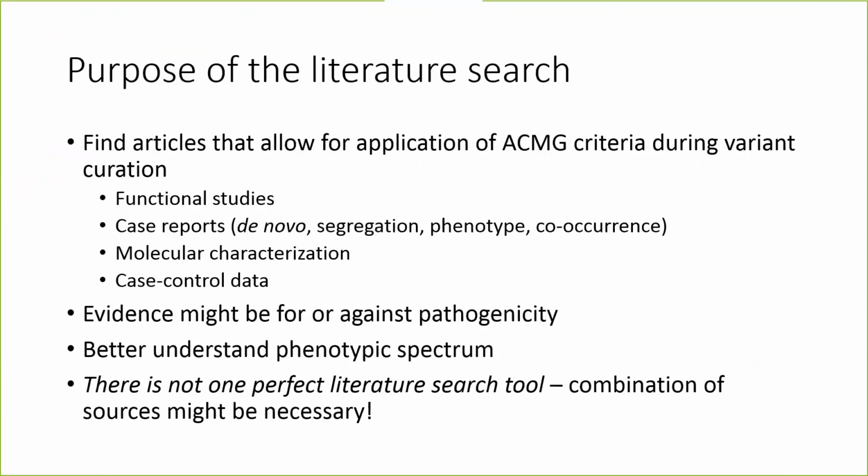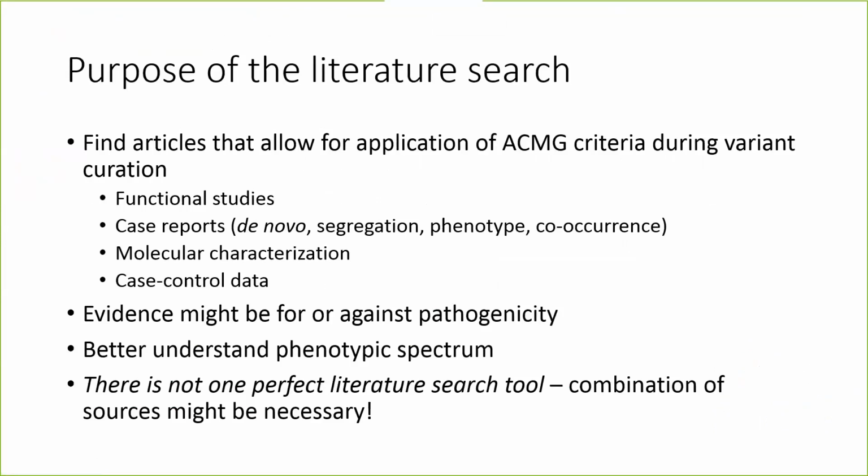Okay, so first some background. Why are we doing a literature search in the first place? We're trying to find articles that are going to allow us to apply specific ACMG criteria for the variant curation process. And the types of articles that are going to be helpful to us are quite broad. They might be lab bench-based functional studies, looking at in vitro or in vivo or mouse assays to help us understand whether a variant has been functionally studied in the peer-reviewed literature. We might also come across clinical information, so case reports and family studies that are describing the phenotype of patients that have our variant of interest.